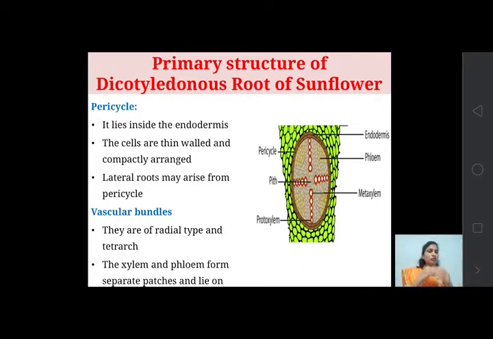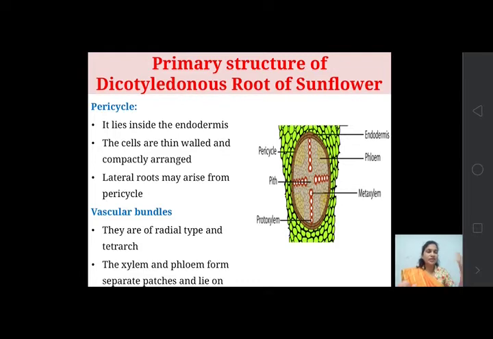Got the point? You can understand the exarch condition, or what we mean by radial condition? Radial condition means the xylem is present on separate radii and the phloem is present on separate radii. These two are separately present, but just alternate to each other and form a patch. It is a radial condition. In any type of root, there are radial vascular bundles, and it is the differentiation point between the root and the stem. Yes, the type of vascular bundles can differentiate the root from the stem.